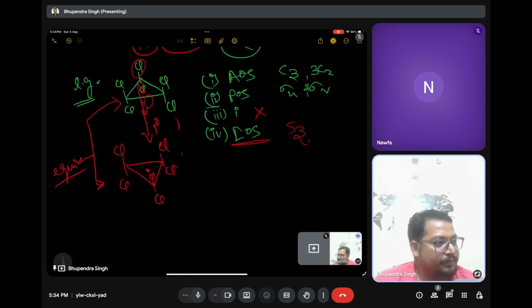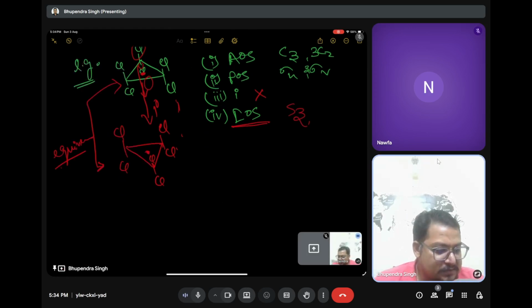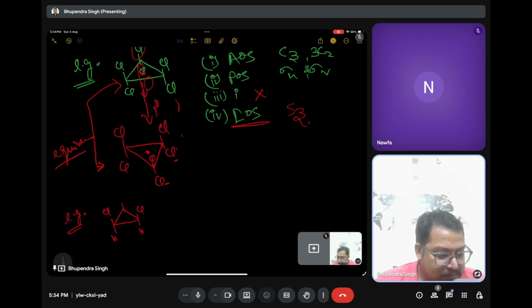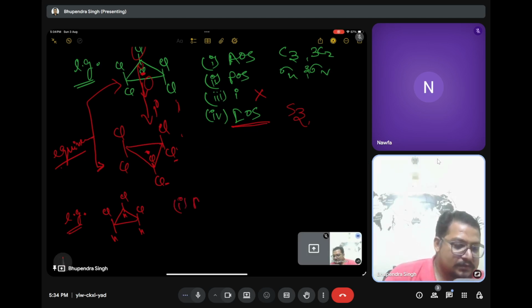S3 is present. Yes. Now a similar example, but I am changing some positions. So now it will be a little bit tricky, but solvable anyway. HCl, HCl, ClH. Now tell me, what are the axes of symmetry that are present?